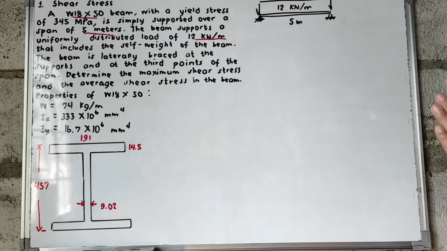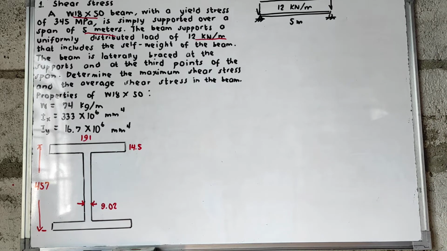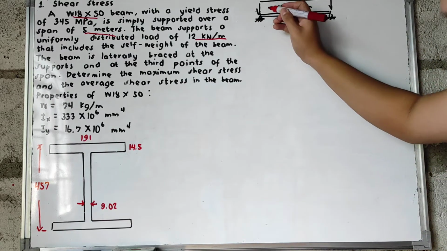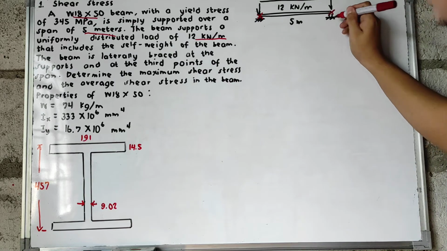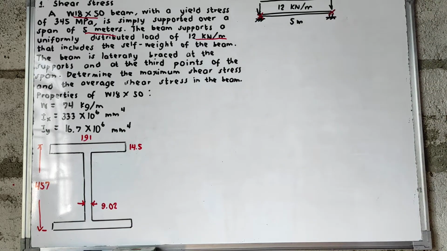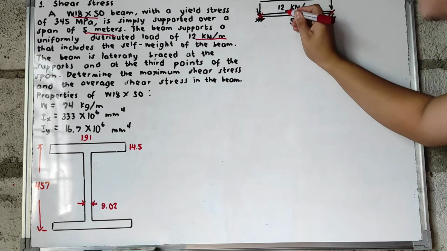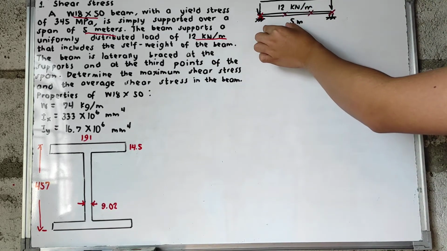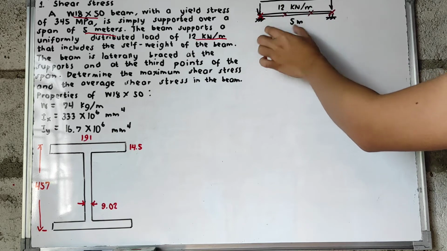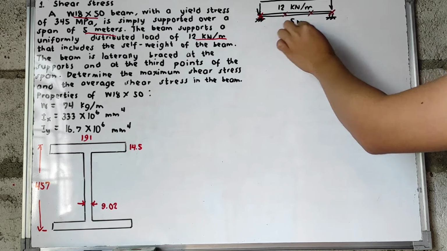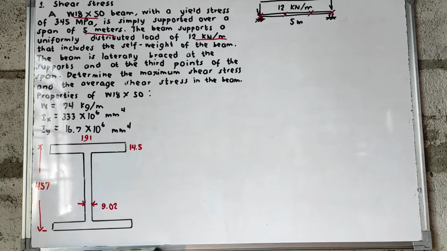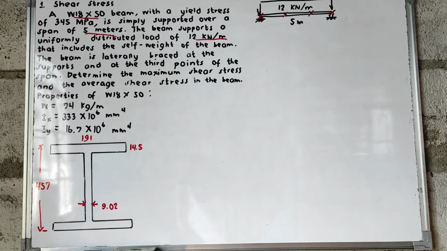The beam is laterally braced at the supports and at the third points of the span. So, nag-place daw sila ng mga lateral supports natin sa mga supports and at the same time at third points. So, meaning to say, ito yung mga third points natin. So, yung mga points natin, yung buong length natin, dinivide siya sa tatlo. Yun yung mga third points natin. Determine the maximum shear stress and the average shear stress in the beam.